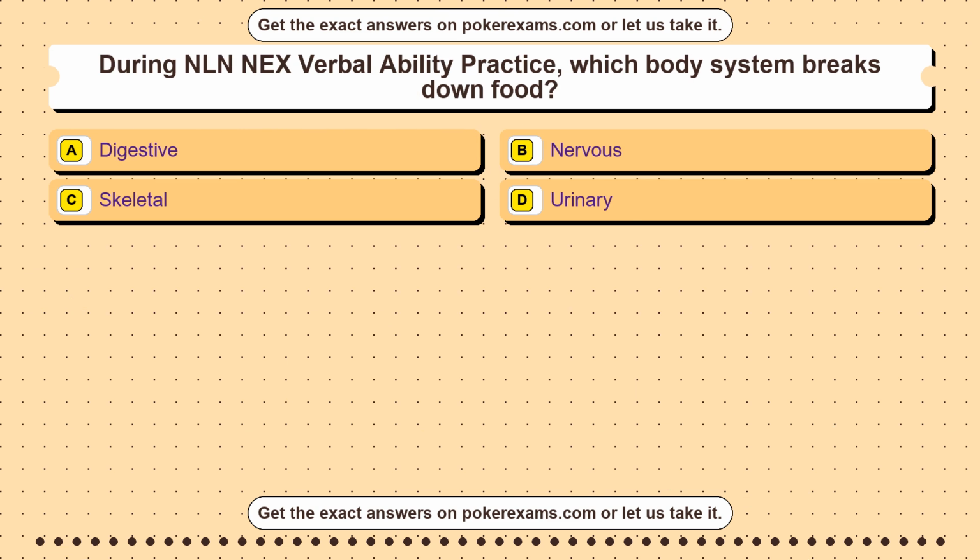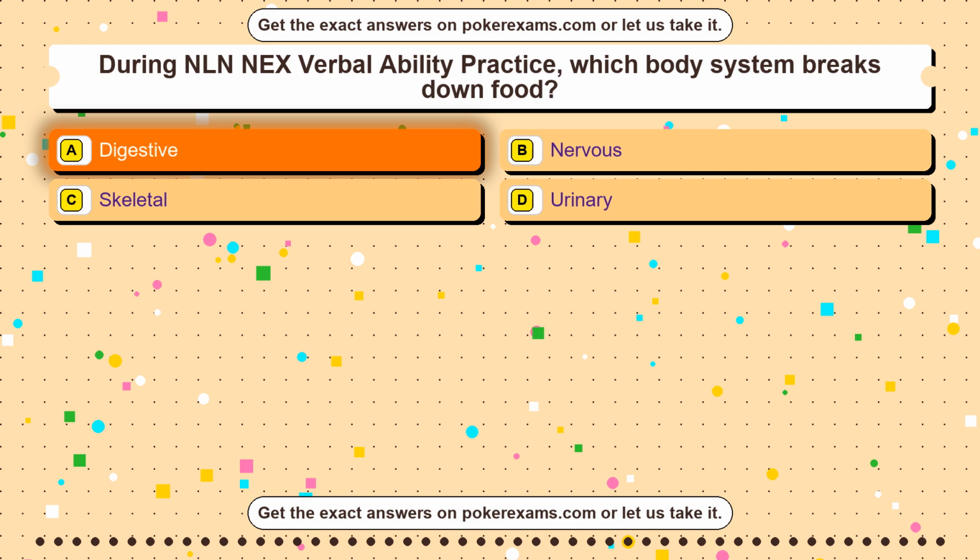Question 21. During GED statistics practice, which word best describes a claim supported by evidence? Option A argument. Option B fragment. Option C decimal. Option D variable. The correct answer is option A.